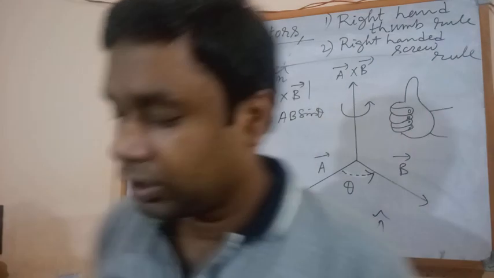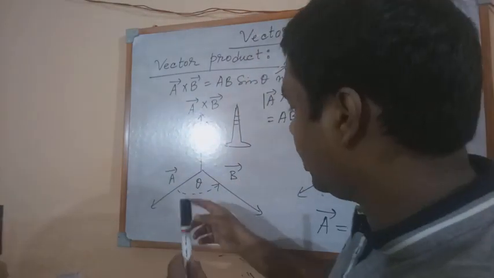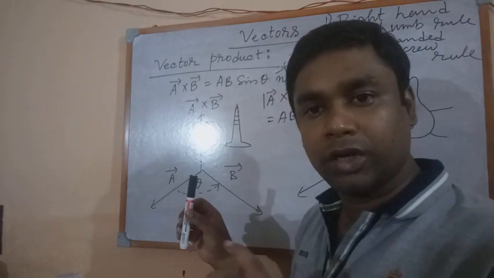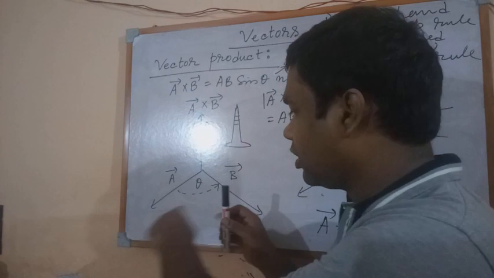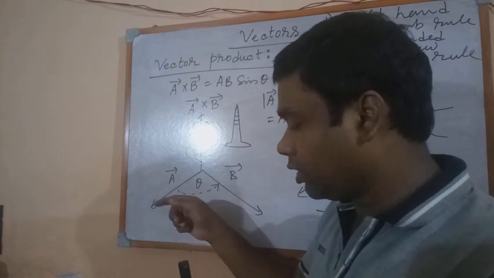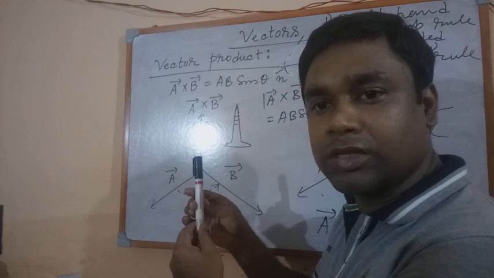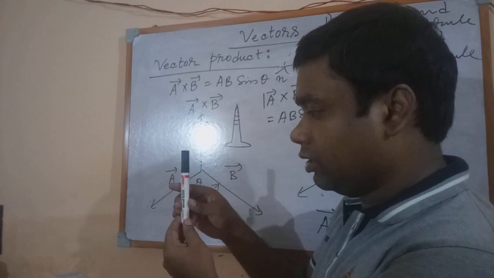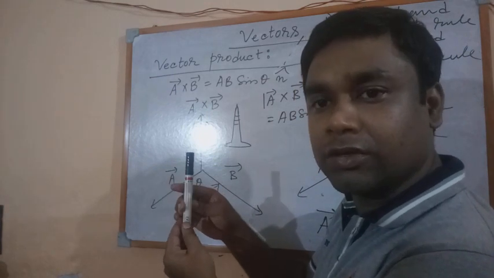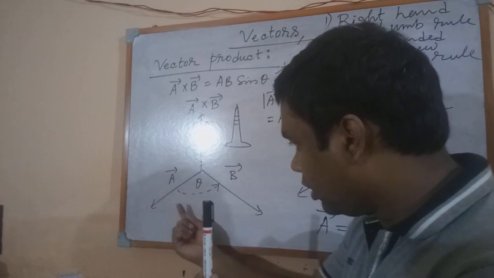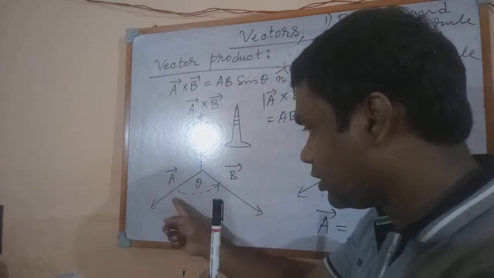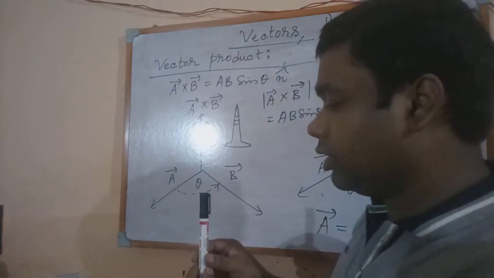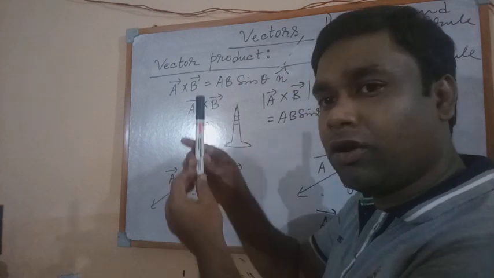Say this is the screw. When we are taking the A vector cross B vector, we have to rotate the screw from A vector to B vector along this direction. So the screw moves this way, like I am rotating the marker pen this way, from A vector to B vector, along the direction of the arrow. So the direction of advancement of the screw is upward.